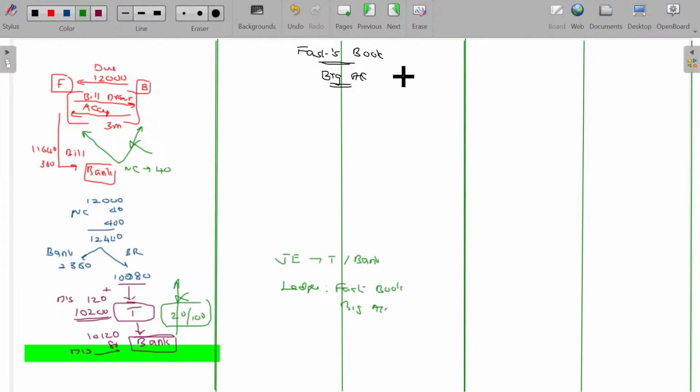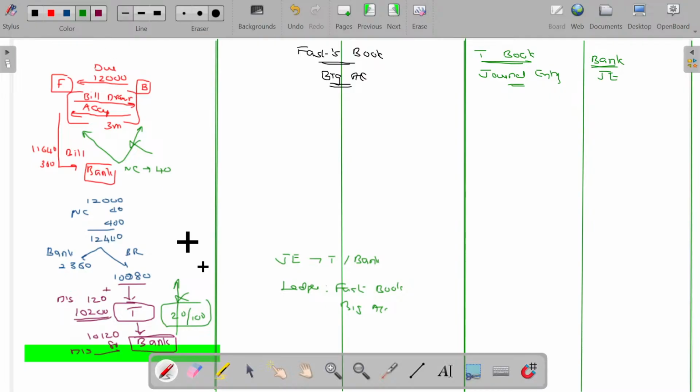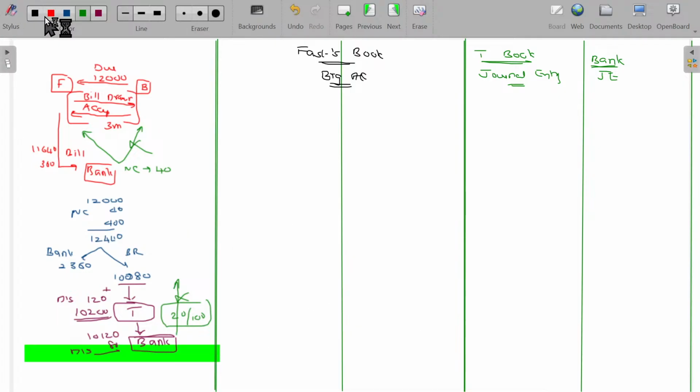So, journal entry, Thin's book, journal entry, and bank account, bank book. There you have to again pass the journal entry. Yes, come on. Pass the entry one after one.